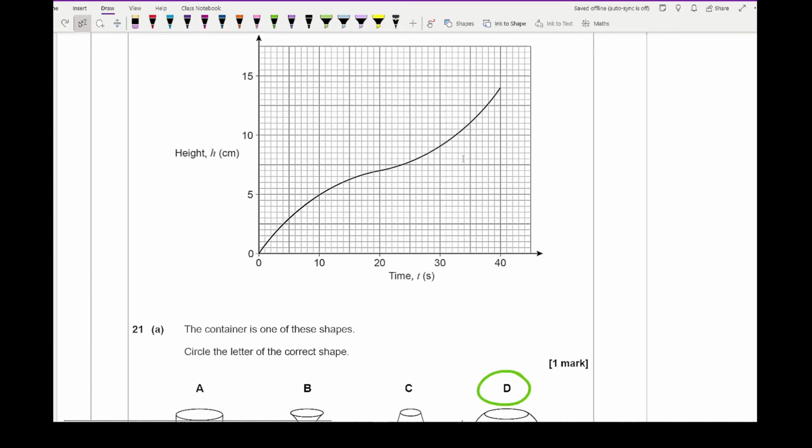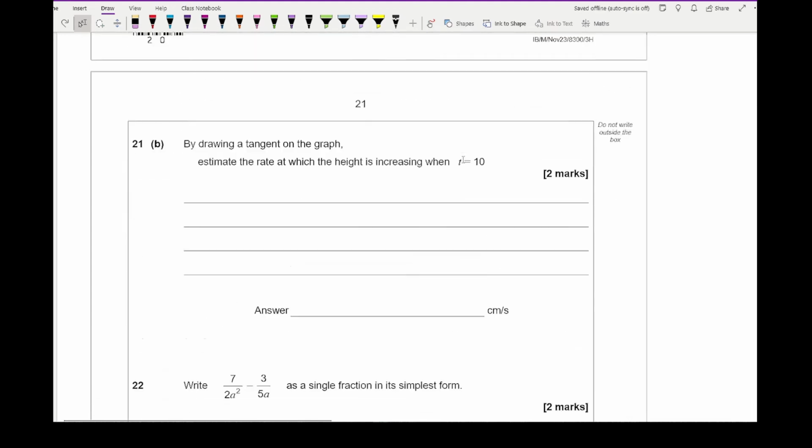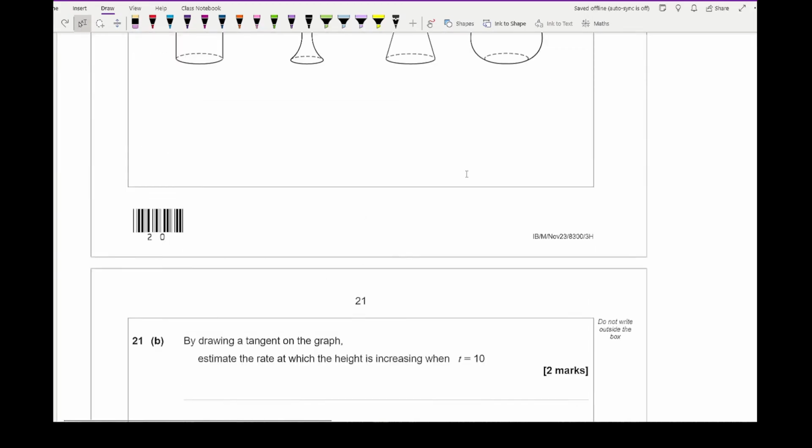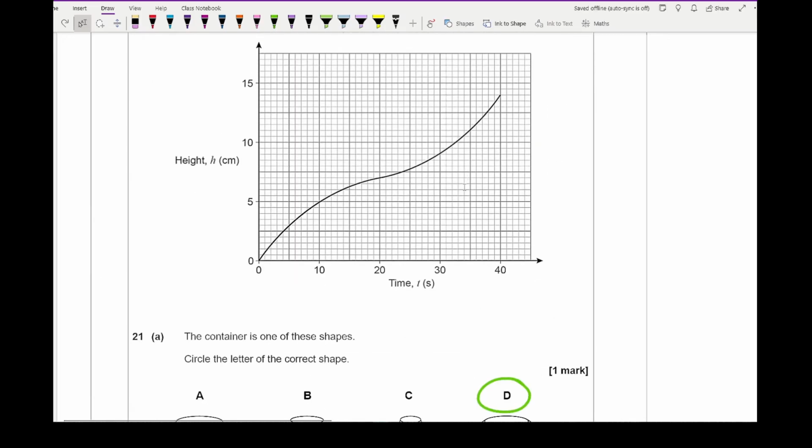Then moving on to question 21b, it says by drawing a tangent to the graph, estimate the rate at which the height is increasing when t equals 10. Now for this, what we need to do is first of all establish when t equals 10, which is here. And what you then want to do is draw a tangent at that point. Now your tangent is going to be slightly different, so you want to draw a straight line, imagining that you're balancing it on the curve.